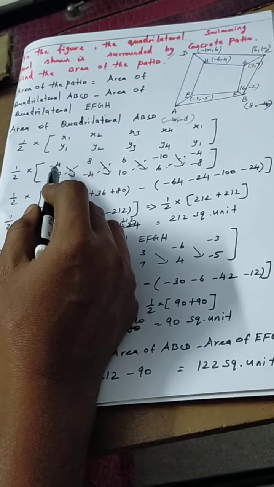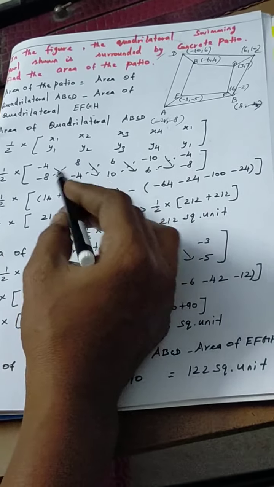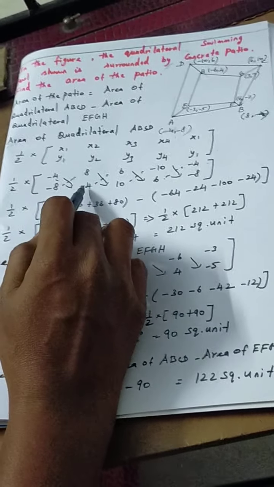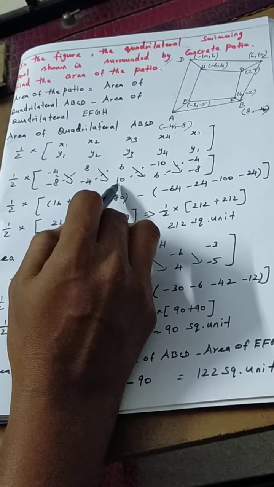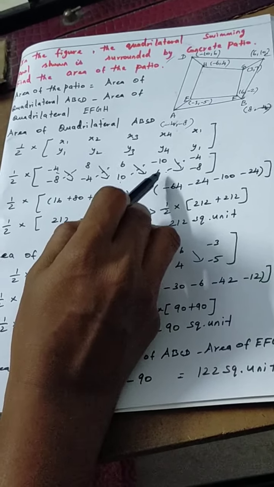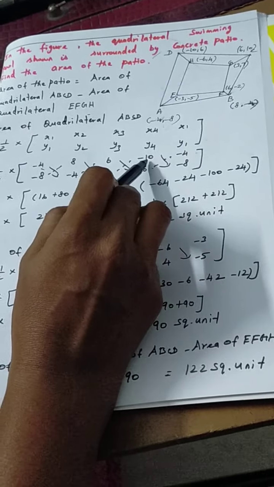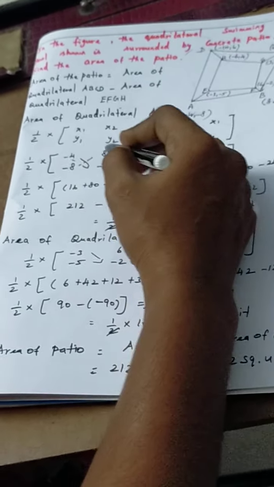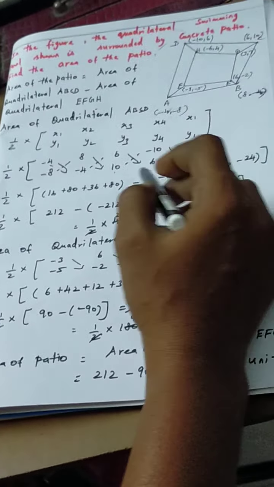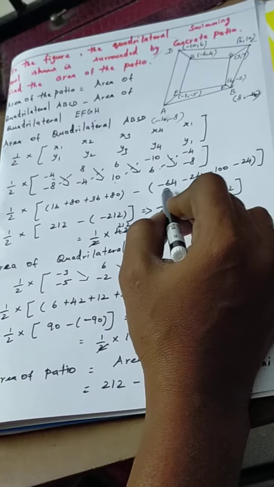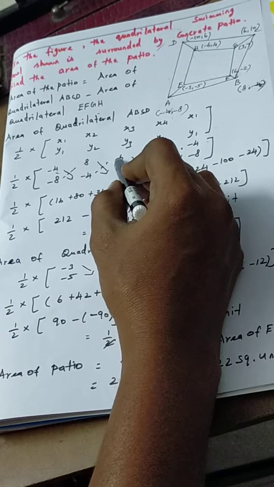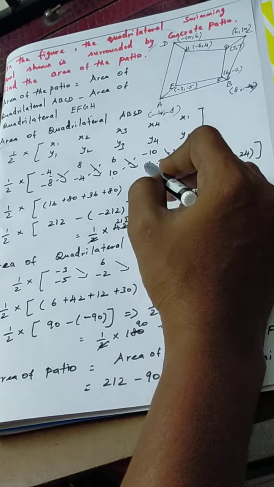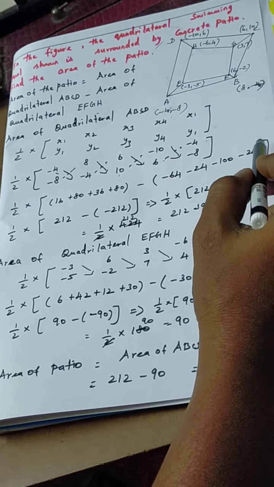Half into, first up to down only multiply the terms within bracket, minus into minus plus only. 4 4s are 16, 8 10s are 80, 6 6s are 36, minus into minus plus 10 8s are 80. Close the bracket, minus, next down to up the numbers only multiply: minus 8 into 8 minus 64, minus 4 into 6 minus 24, 10 into minus 10 minus 100, 6 into minus 4 minus 24, close the bracket.